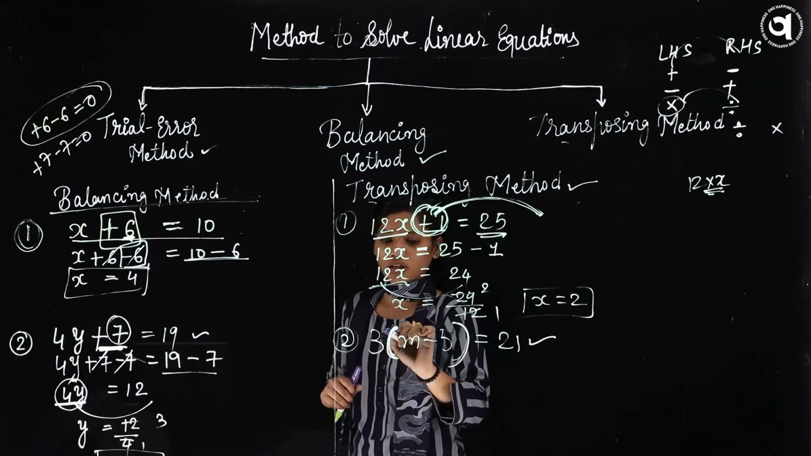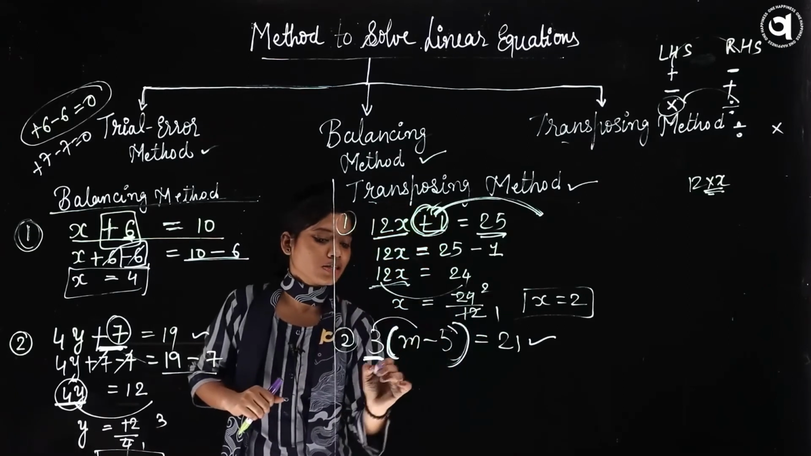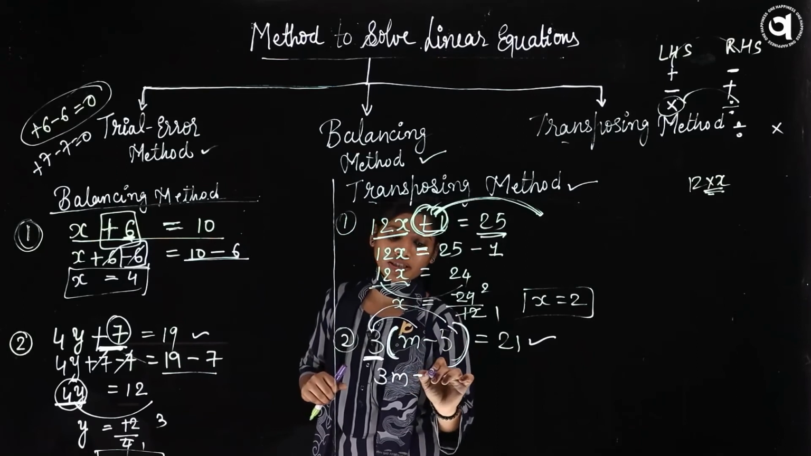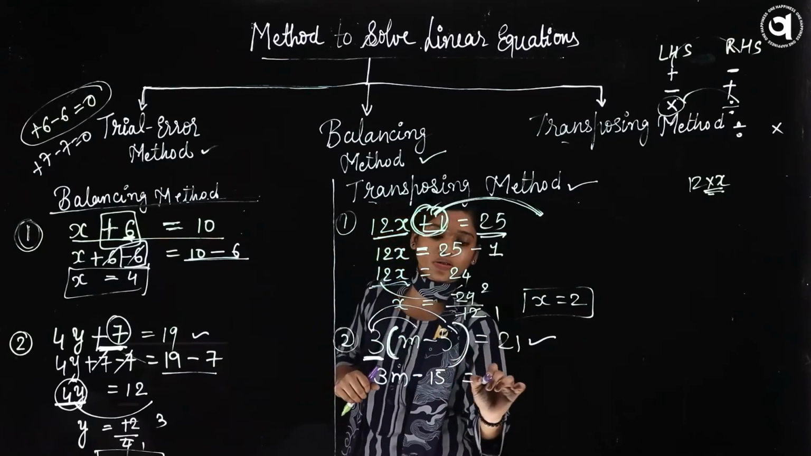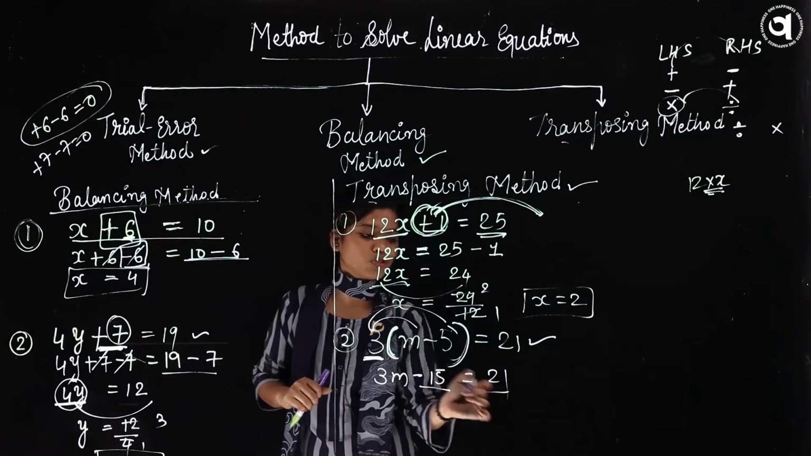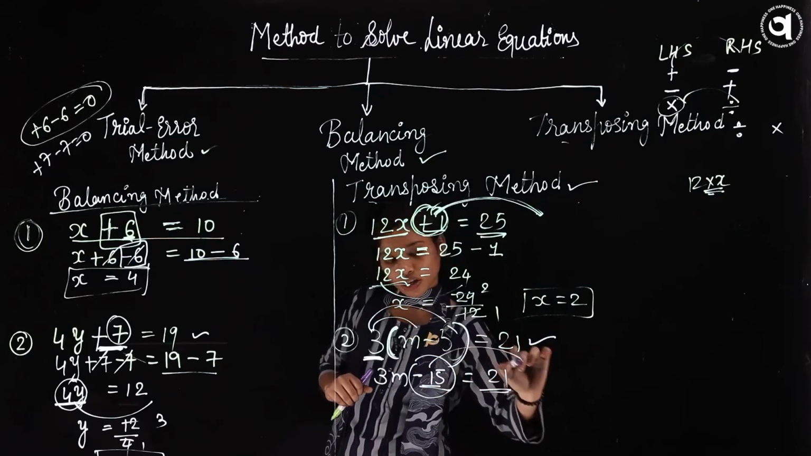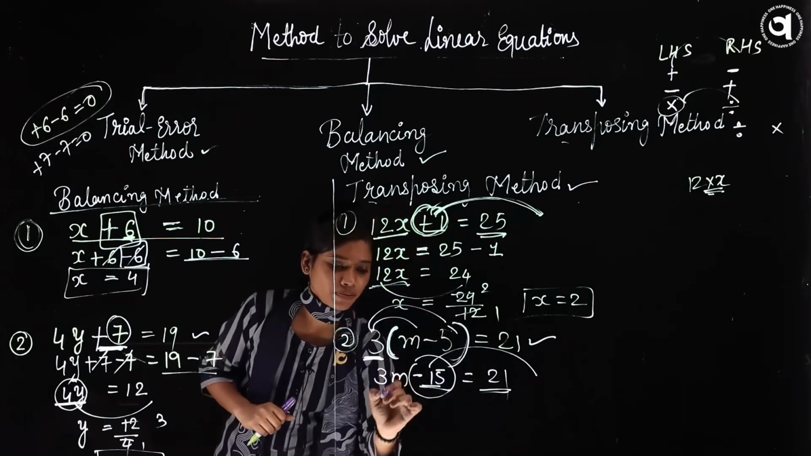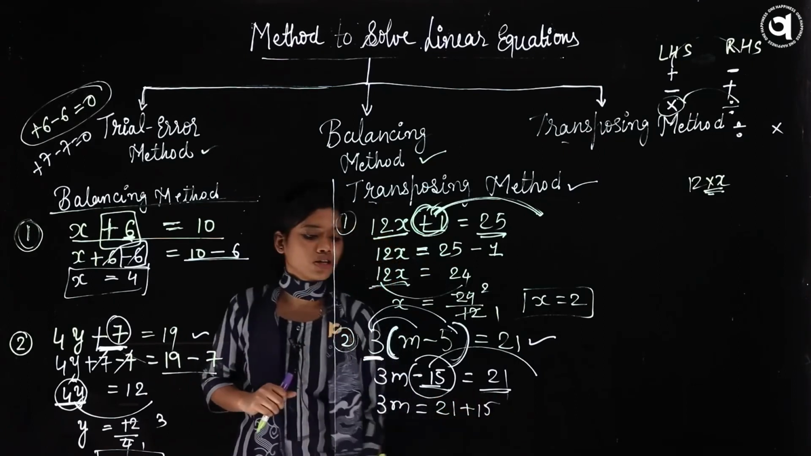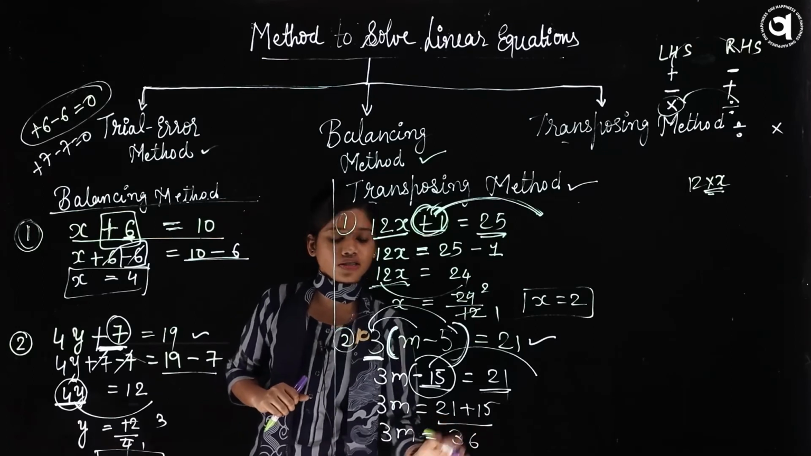The same way for example 2 also we can transfer, but here a bracket is given, that is a multiplication. So first of all we will multiply this 3 with everything in the bracket, that is 3 multiplied by m, you will get 3m, 3 multiplied by 5, that means 15, is equal to 21. Now you can see this minus 15 and 21, the numbers are there. We can transfer this minus 15 to RHS side. So that will become plus 15. So 21 plus 15, you will get 36.